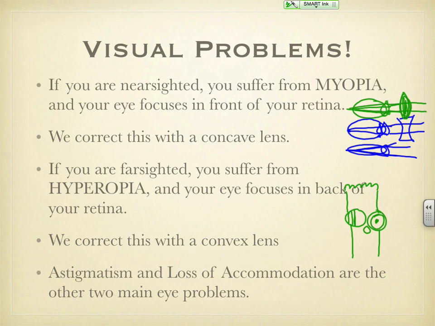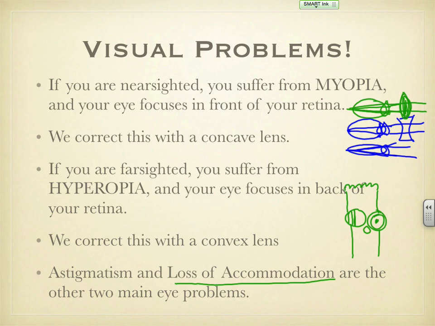And loss of accommodation is what your poor parents are suffering from right now. Once you hit your 40s and 50s, everybody starts handing you stuff, and you're like, what? Your parents ever do that? My mom. Yeah, and with me, since I'm nearsighted to begin with, I can see things up close, and so I'm always doing this to read stuff.